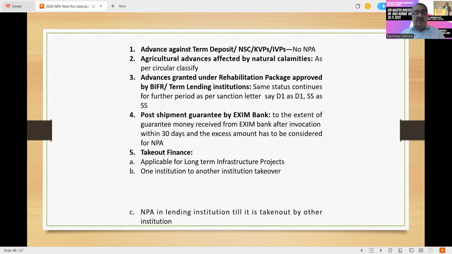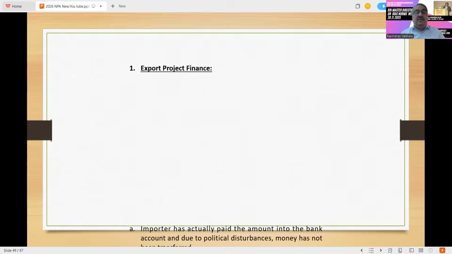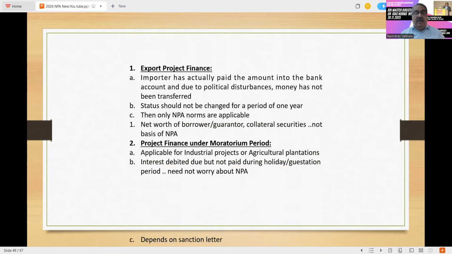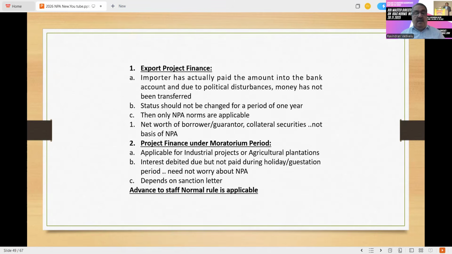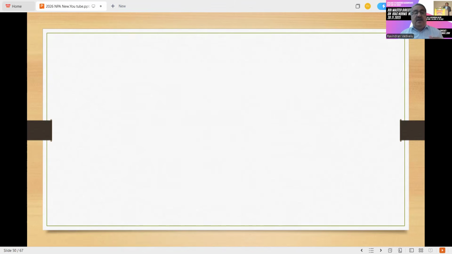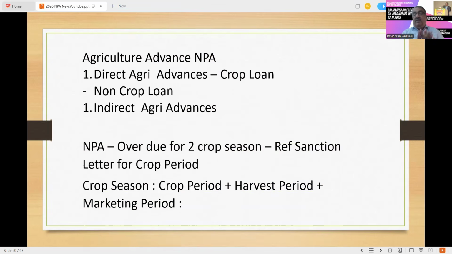Next thing is with reference to advances to staff: normal NPA norms are applicable. It's a very, very important thing. Advances to staff, regular NPA norms are applicable. Now, so far we have seen the NPA with reference to non-agricultural advances. Here we are going to see the agricultural advances.